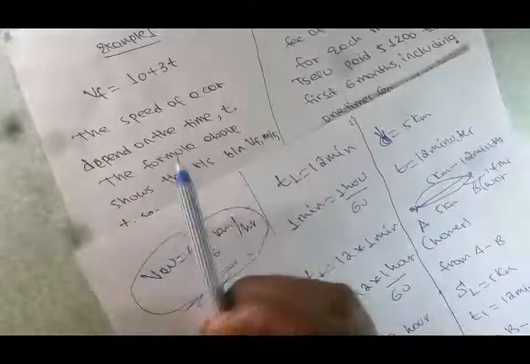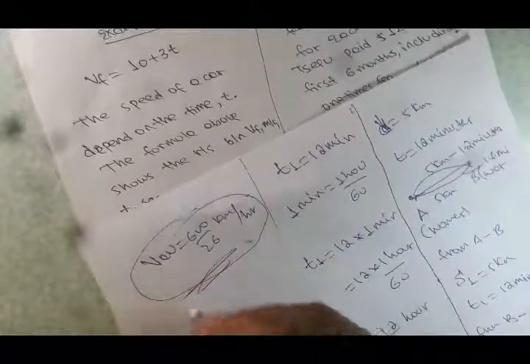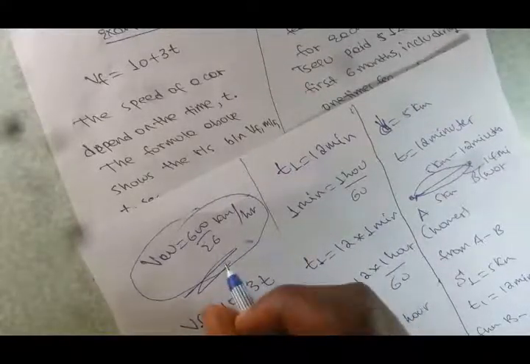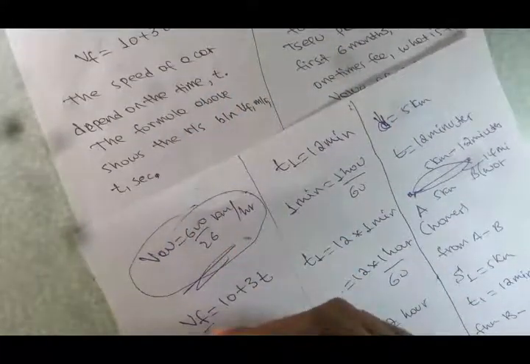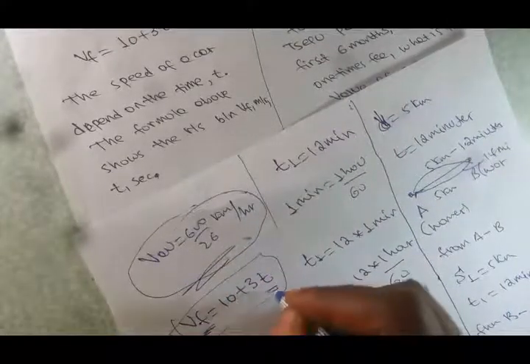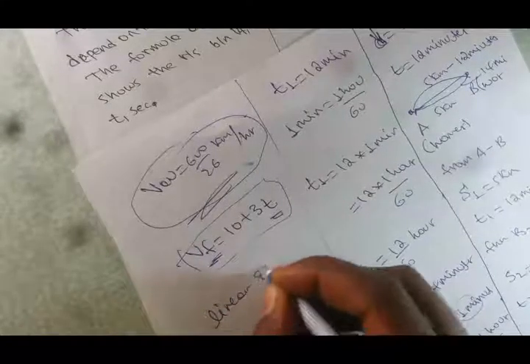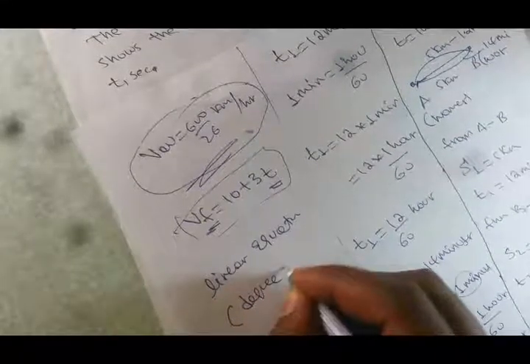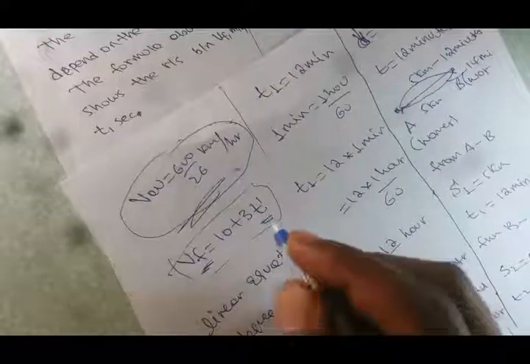Example 1 says that the speed of a car depends on the time t. Therefore, V final is equal to 10 plus 3 times t. The formula above shows the relationship between V final and t. As we can see from this equation, it shows the relationship between V final and t. We already talked about the linear equation, where the highest degree was 1. It is expressed in terms of t, so t raised to 1 is the highest degree.